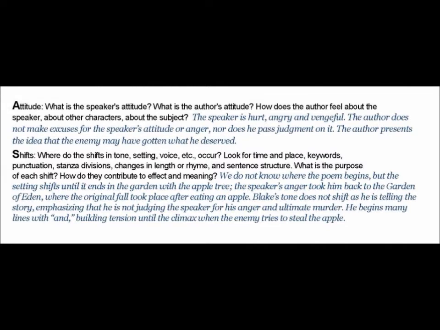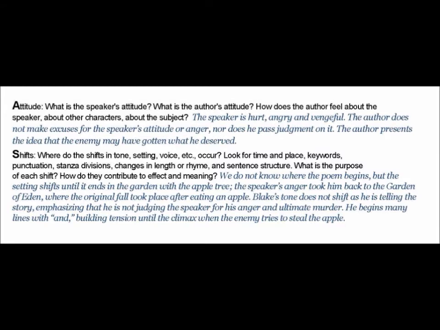I believe that the attitude of the speaker is that he's hurt, angry, and vengeful. The author doesn't seem to make any excuses for the speaker's attitude or anger, nor does he pass judgment on it. The author presents an idea that the enemy may have gotten what he deserved. There does seem to be a shift in the setting. We don't know where the poem begins, but the setting shifts so that at the end it's in the garden with the apple tree that has grown.